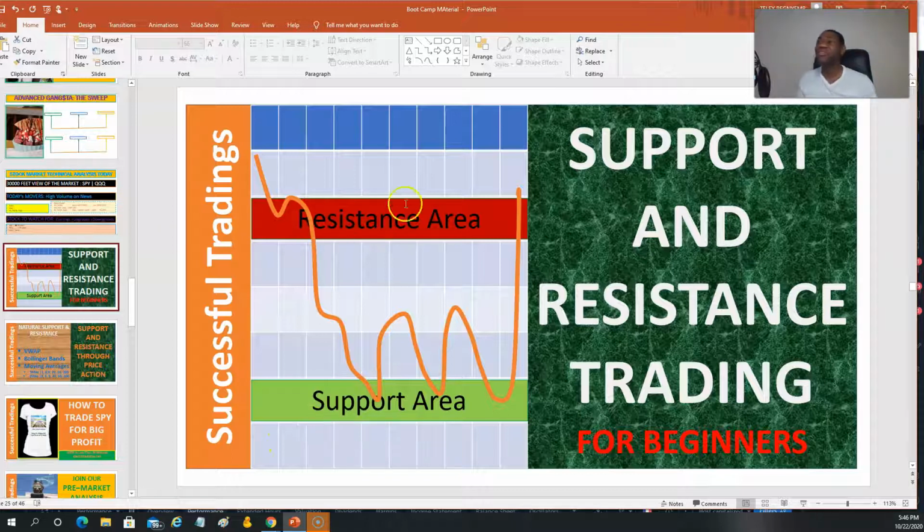So same thing in terms of a resistance area. It's a level of price, a range of price, if you will, where the stock will have a hard time continuing any higher because there are no new buyers. Because at that level, traders are taking profit. That's really what support and resistance is in layman's terms.